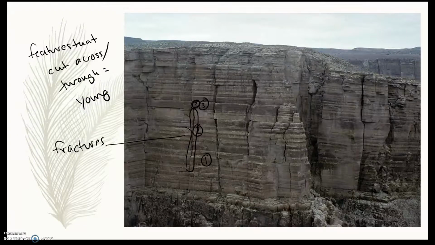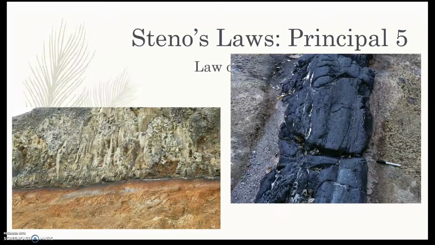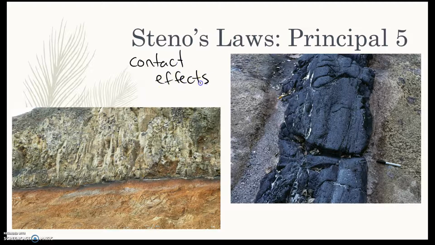And finally, the last one has to do with contact. If you were on our Sibley trip, we actually looked at a lot of these layers. This is the law of contact effects. It basically states that layers that cause contact effects with other layers have to be younger. The best example here is lava, and lava creating baked layers.